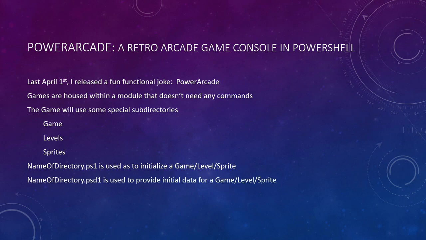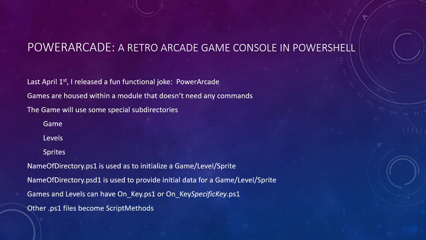Name of directory.psd1 is used to provide initial data for a game level sprite. You can think of the PS1 as something like a constructor, and the PSD1 as a set of initial properties. Games and levels can have key handlers defined in onKey.ps1, which will handle all key presses, or onKeySpecificKey.ps1, which will handle a specific key press. Other PS1 files in a given directory will become script methods of the given game, level, or sprite. So using this, you can very flexibly define a game world in a very small amount of code.